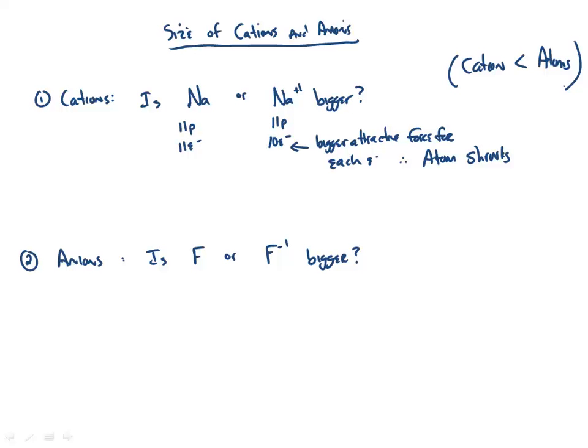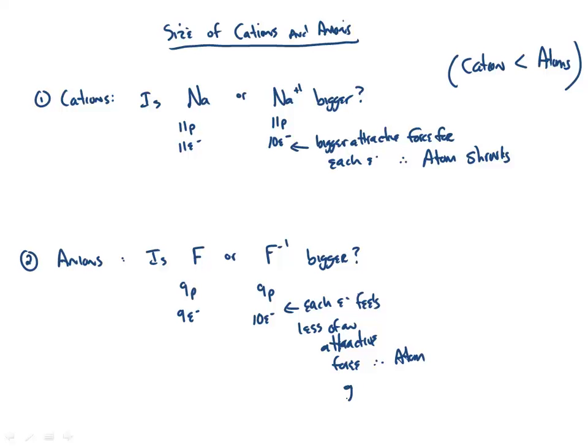And then, of course, it would make sense that the opposite is true. So, for instance, fluorine has, it's 7, right? Yep, see, I'm doubting myself today. I mean, it's 9. See right there. 9 protons, 9 electrons. Well, if I have 9 protons and 10 electrons, then each electron feels less of an attractive force. Therefore, the atom gets bigger. And so we find that anions are larger than atoms.